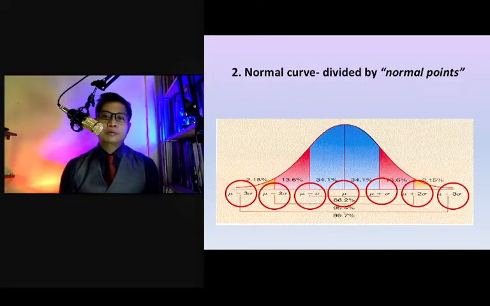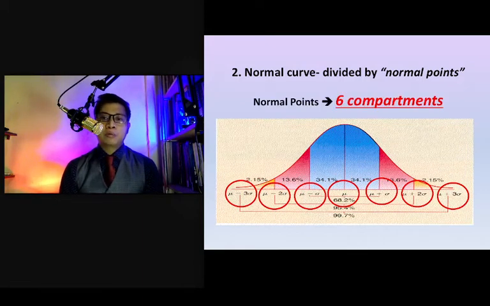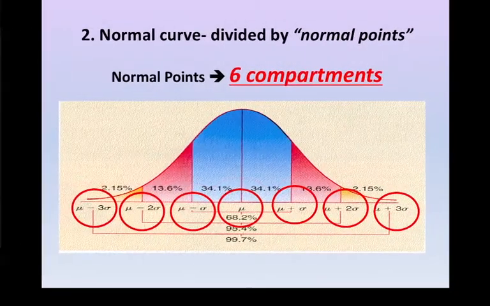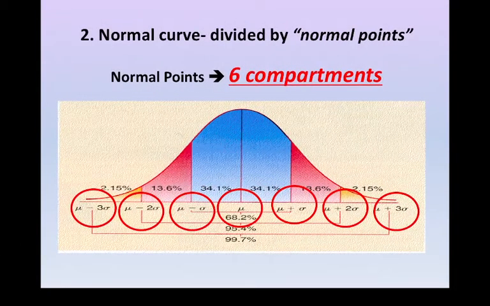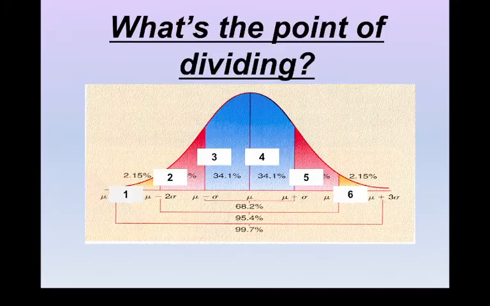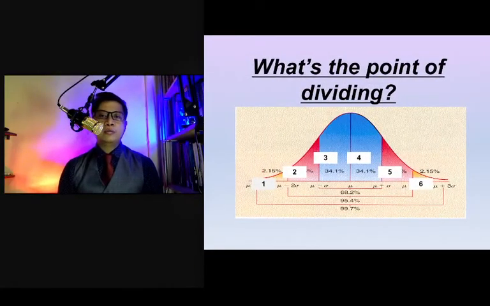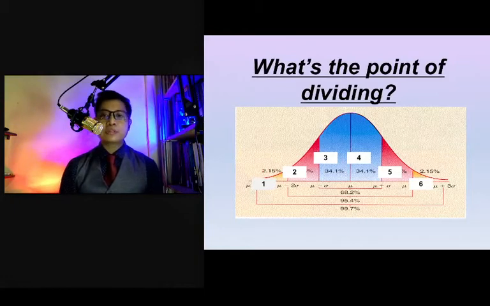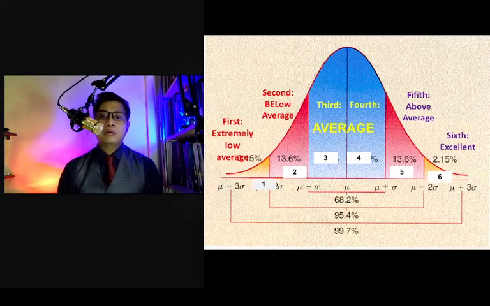Okay? Now, because the normal curve is divided by normal points, naturally, magkakaroon tayo ng 6 na hati sa normal curve, also known as the 6 compartments or the 6 areas of the normal curve. Let me repeat. Those normal points will divide the normal curve into 6 areas or compartments. 1, 2, 3, 4, 5, and 6. Now, you may ask, no, ano ngayon ang kahalagahan that we divide the normal curve into 6 different areas? This is very important because those 6 areas of the normal curve will determine the meaning of the score.